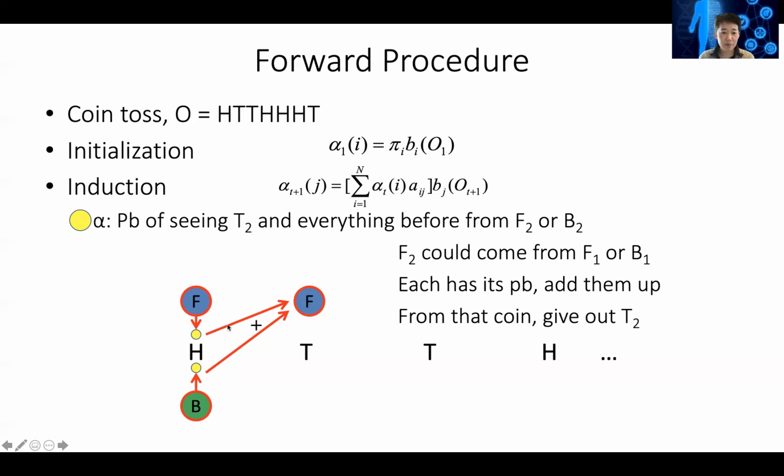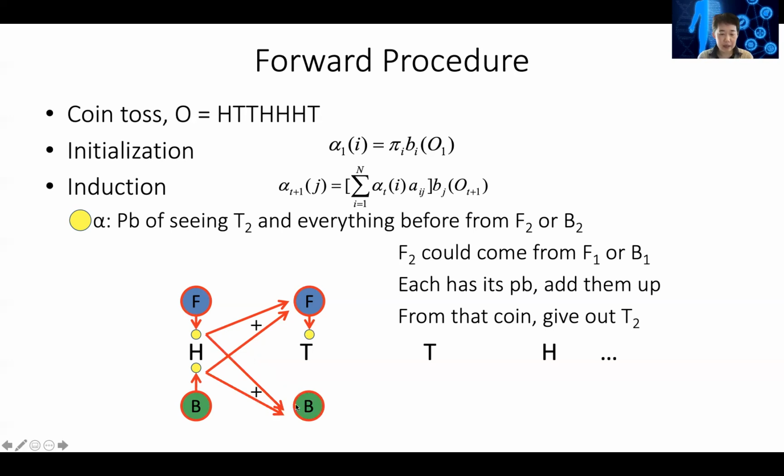And so when we sum these together, we know that now we are on the fair coin, but also from here, we need to emit a tail using this fair coin. So we multiply the sum of these two numbers by the emission probability here. And we can do the same thing for this other side.